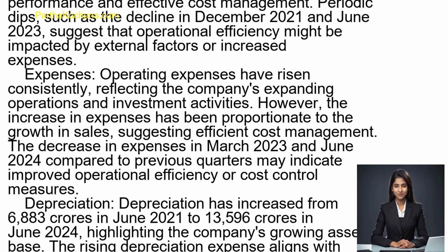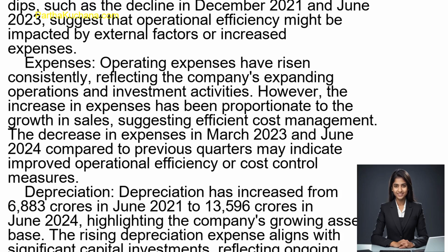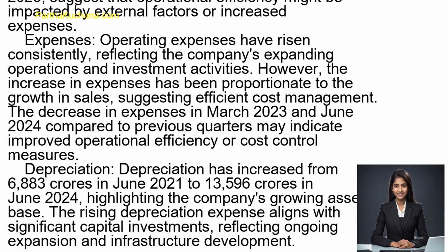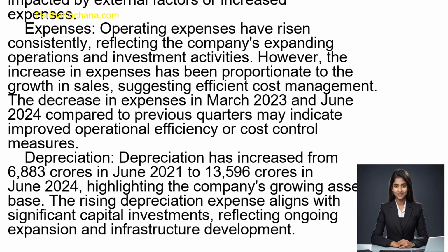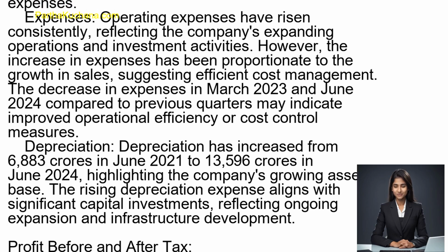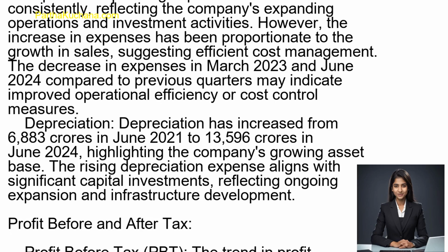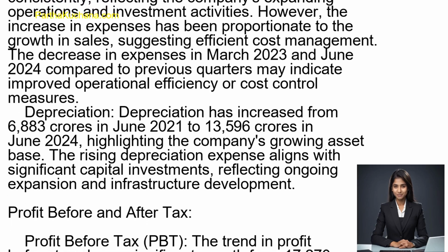However, the increase in expenses has been proportionate to the growth in sales, suggesting efficient cost management. The decrease in expenses in March 2023 and June 2024 compared to previous quarters may indicate improved operational efficiency or cost control measures.